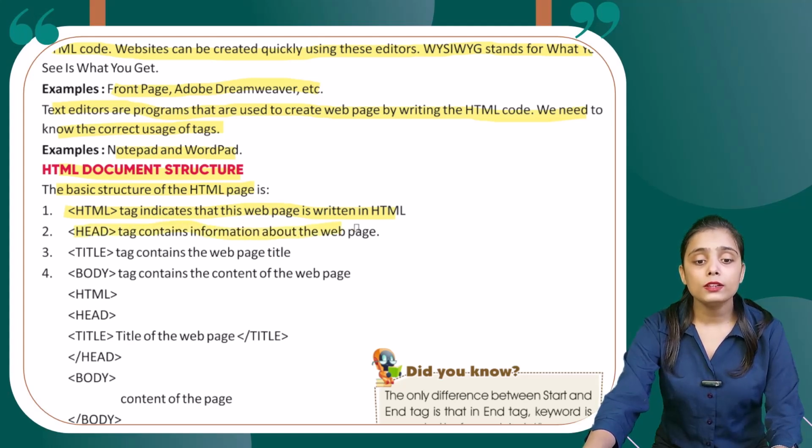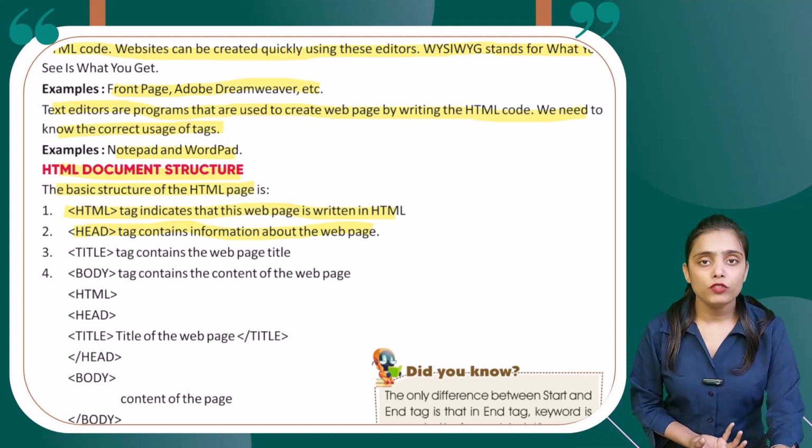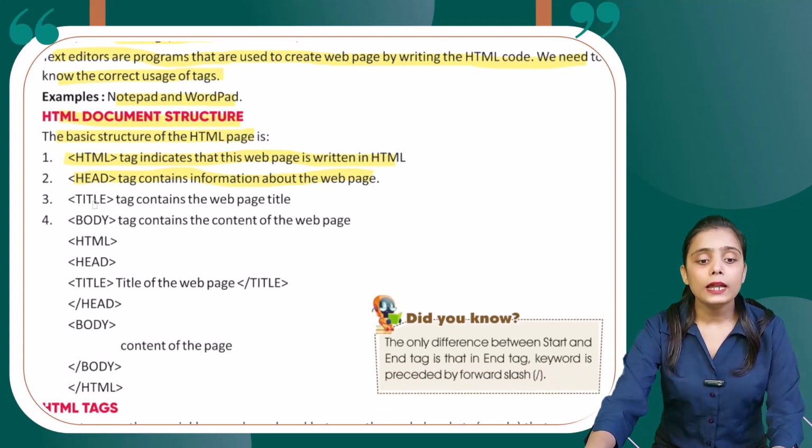Head tag contains information about the web page. For example, the title, what it is about. Meta tag helps in SEO, which you will learn in upcoming classes. Title tag contains the web page title, which comes in the head tag.